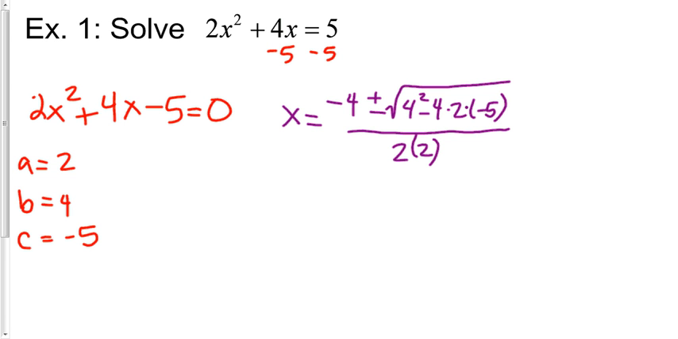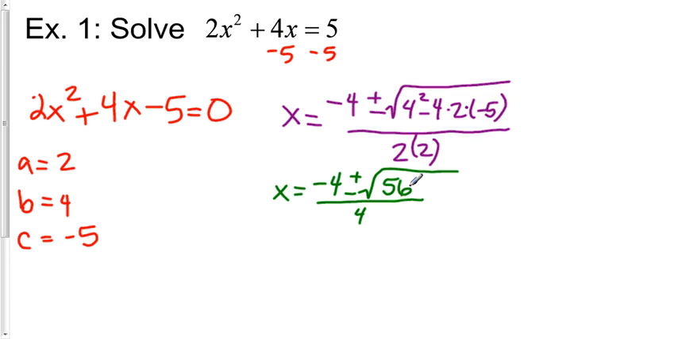Now what you do is you simplify it. I always simplify this in 3 pieces. The first number here is negative 4, that's fine. But I want to simplify this square root. First I want to figure out what's underneath the square root, so I'm going to take 4 squared minus 4 times 2 times negative 5, and I get 56. So I've got the square root of 56, and then on the bottom I'll simplify 2 times 2 is 4. So start there by simplifying underneath the radical sign and also your denominator.